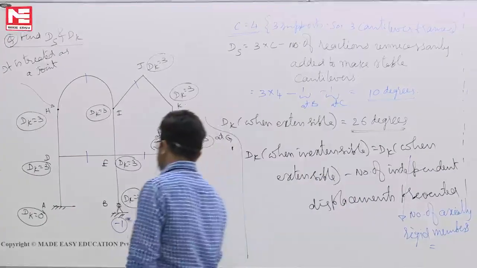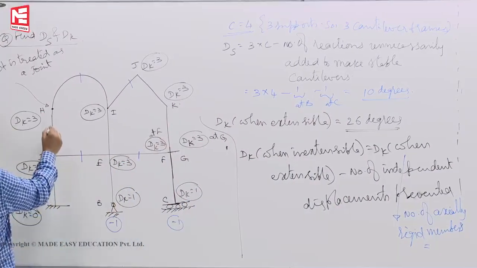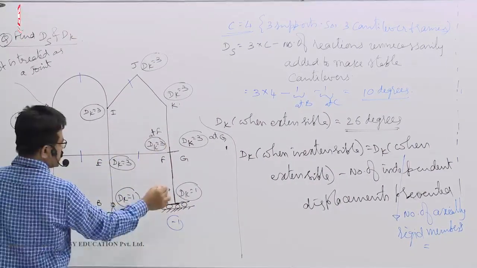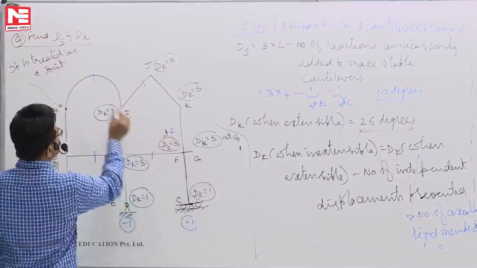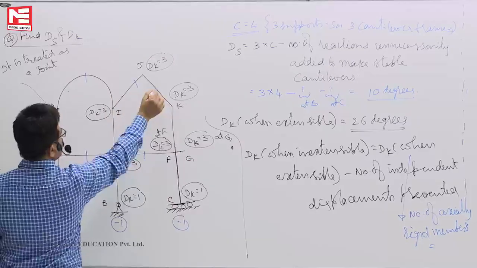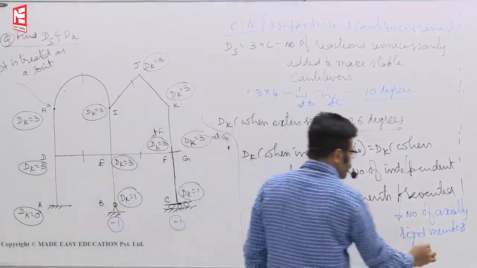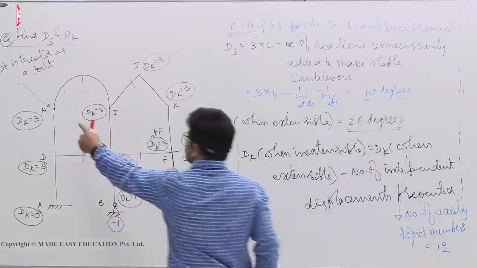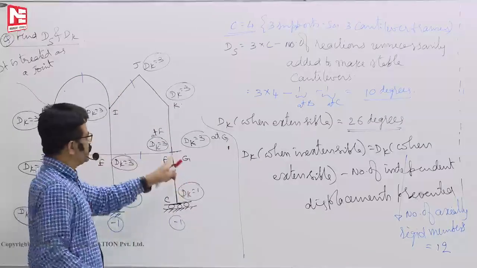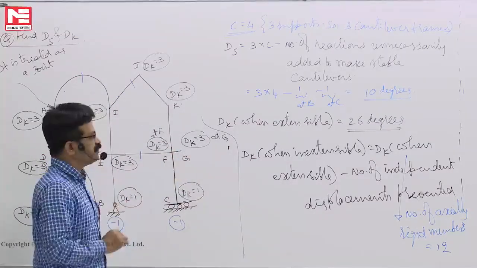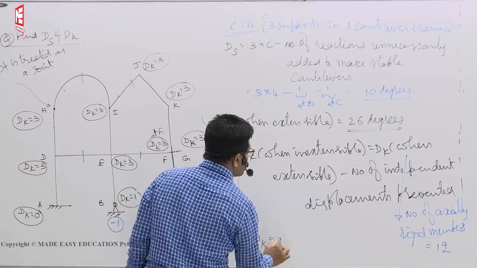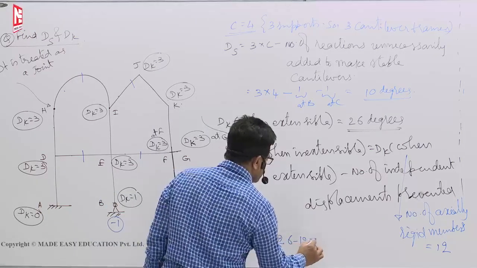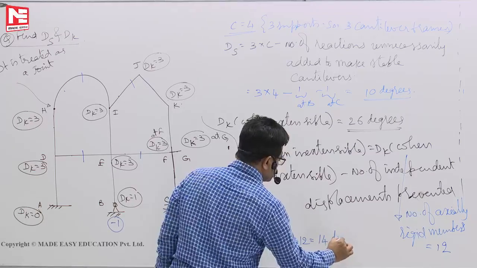How many axially rigid members are there? Vertical members you see 1, 2, 3, 4, 5, 6. Horizontal members 7, 8, 9, 10, 11, 12. So 12 axially rigid members are there. The entire curved member is one member you will take. Overhang you have to take as one member. So 26 minus 12 is equal to 14 degrees.